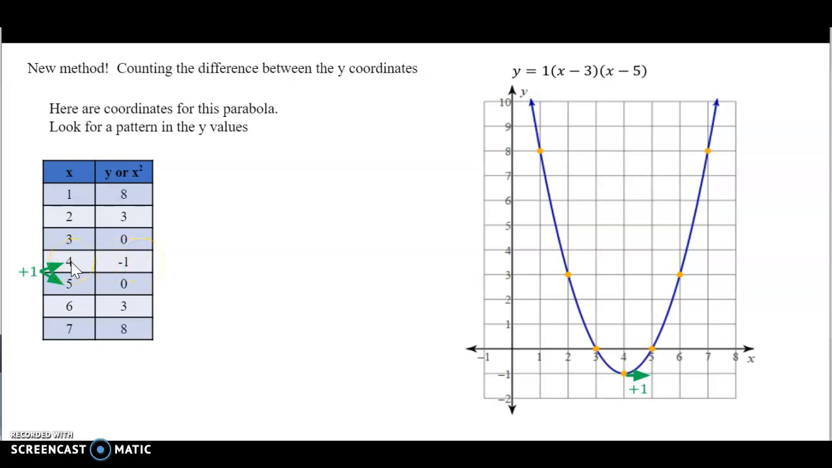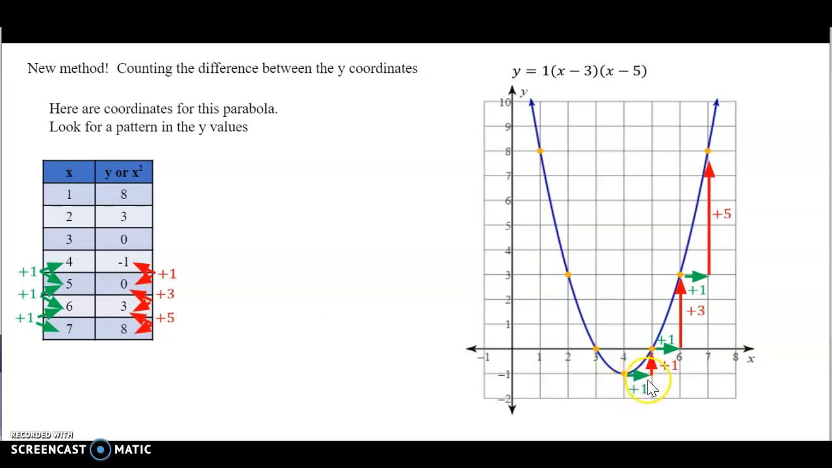From my vertex, the x value is increasing by 1. The y value is initially increasing by 1. And then from here, from 5 to 6, x is increasing by 1 again. But this time, the y value is increasing by 3. And when x increases by 1 more, this time y is increasing by 5. Okay, do you see the pattern?